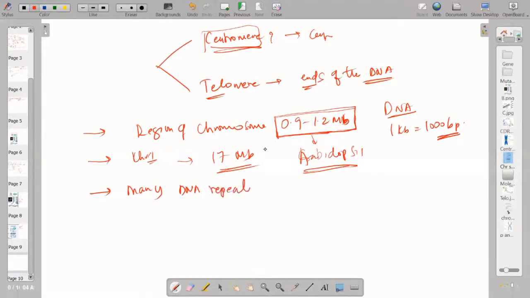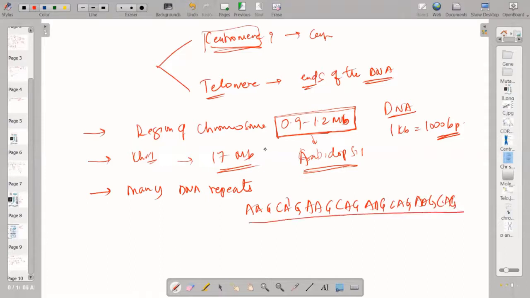Repeats. What do you mean by that? So there'll be a sequence. Let's say AAG, CAG. Let's say this is a sequence AAG, CAG. Then if I see AAG, CAG, AAG, CAG, AAG, CAG, this is called repeats. This is repeating itself in the entire DNA. This is one repeat. This is another repeat.